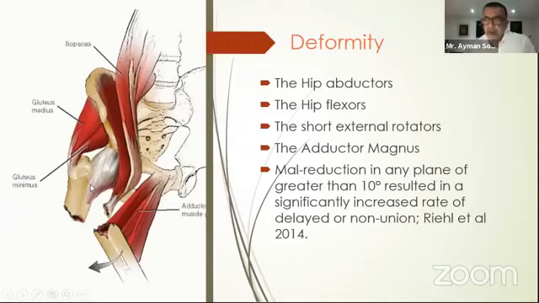It is very important, once you're trying to fix these fractures, to correct the deformity before you attempt fixing them. There is very good evidence that if you don't fully correct the deformity, the chances are that a malreduction of 10 degrees or more in any plane of the 3 planes is likely to increase your risks of non-union and mechanical failure.